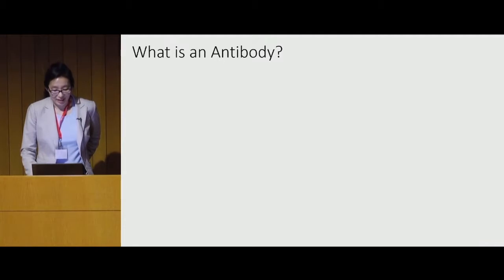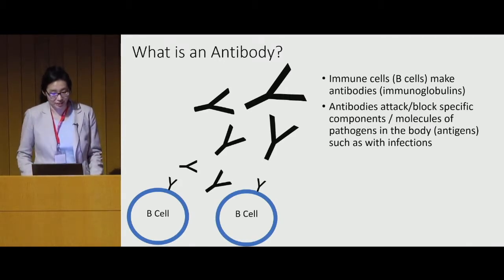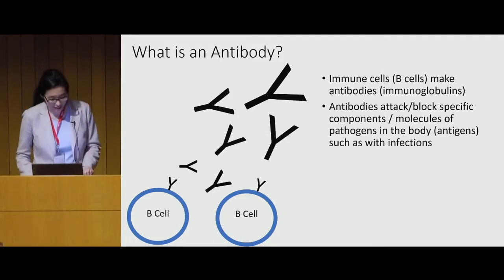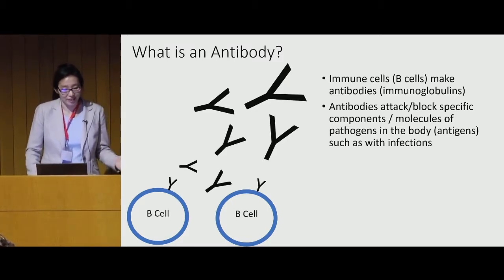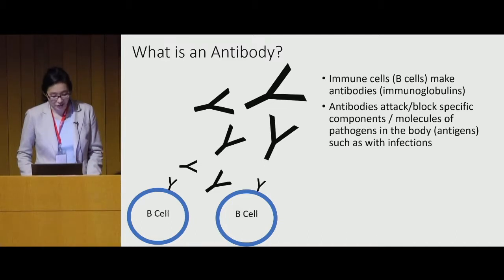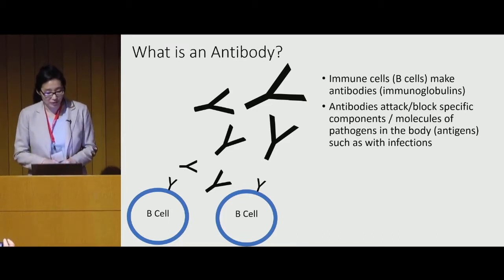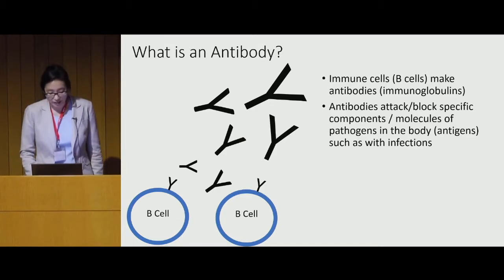So what is an antibody? The B cells, which are part of the immune system, make antibodies, which are these Y-shaped things that are shown in this picture, and they're also called immunoglobulins. So you may have heard of that as part of IVIG or intravenous immunoglobulin, which is also used as a treatment. In general, antibodies are kind of soldiers in the immune system, and they attack or block specific components of proteins or pathogens that are found within the body or in the circulation.